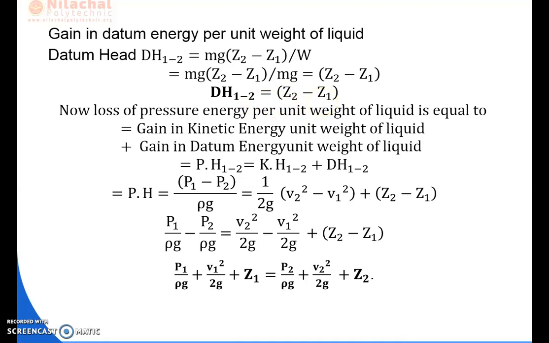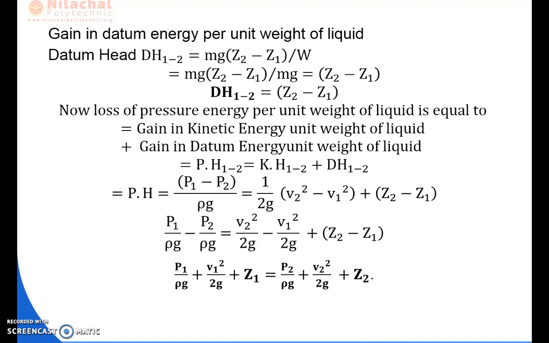We have to establish the relationship between that. The energy can neither be created nor be destroyed. So we are getting loss of pressure energy in terms of gain in kinetic energy plus datum energy. So total pressure head is equal to kinetic head plus datum head. So P1 minus P2 by rho g equals (V2 square minus V1 square) by 2g plus Z2 minus Z1.